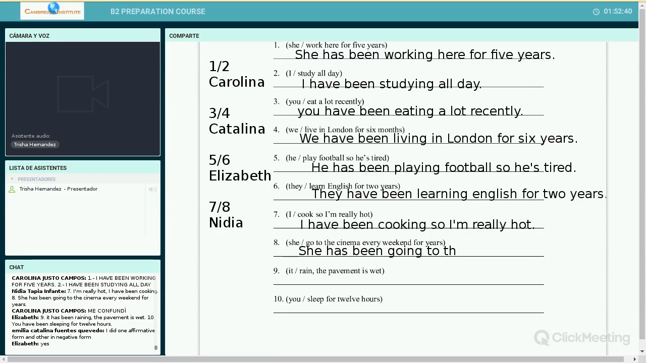She has been going to the cinema every weekend for years. I was expecting we could get to make the negative. Check your answers. I don't have a good signal right now. I still have signal. Check your answers and we're going to the homework, okay?